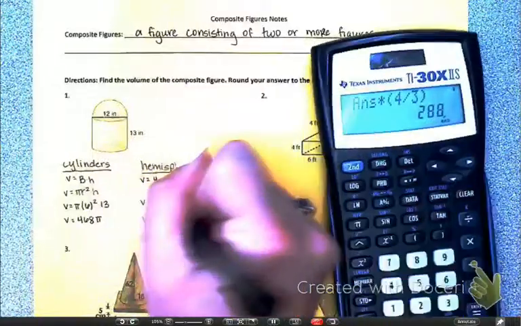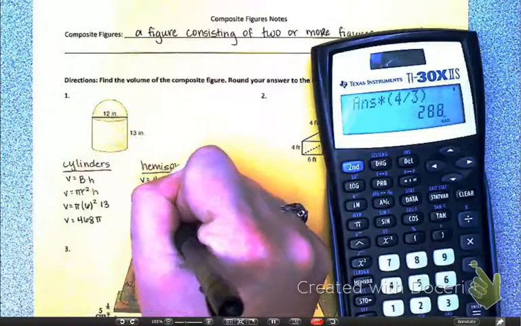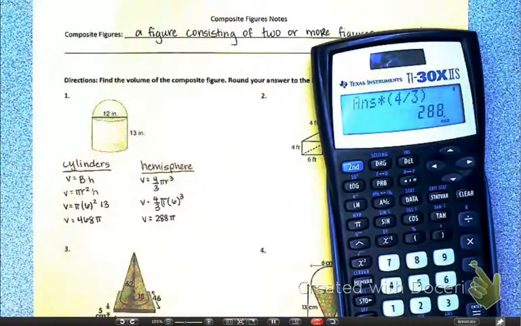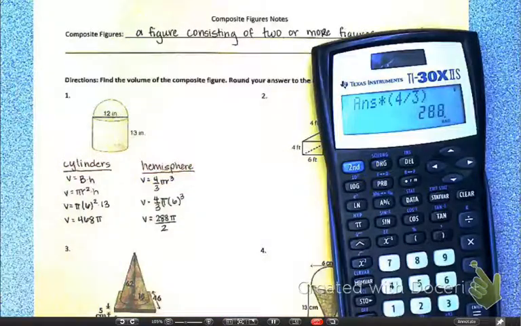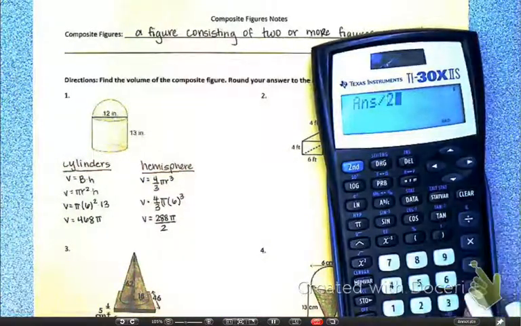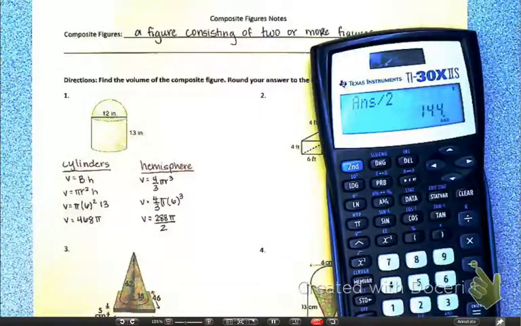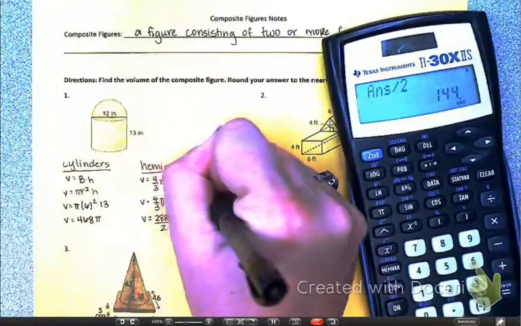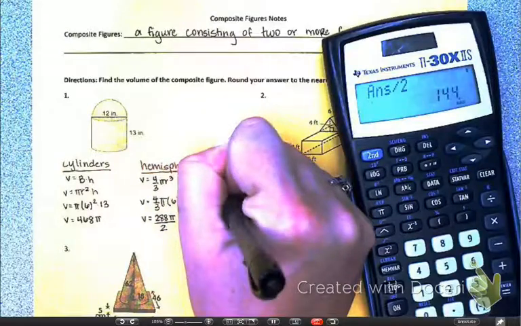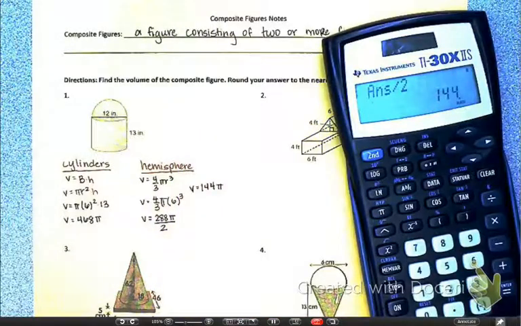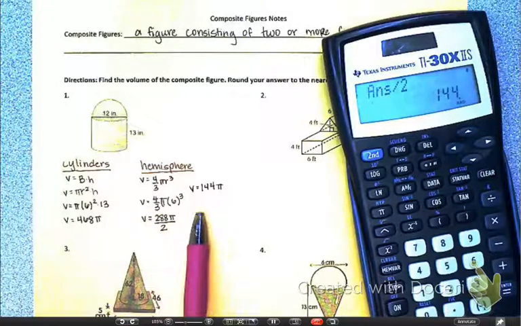So volume equals 288 pi, but what's that for? A sphere. I need a hemisphere. So I'm going to divide 288 by 2. So I really have volume equals 144 pi. Are we okay with that? Okay, so we have our cylinder, we have our hemisphere.